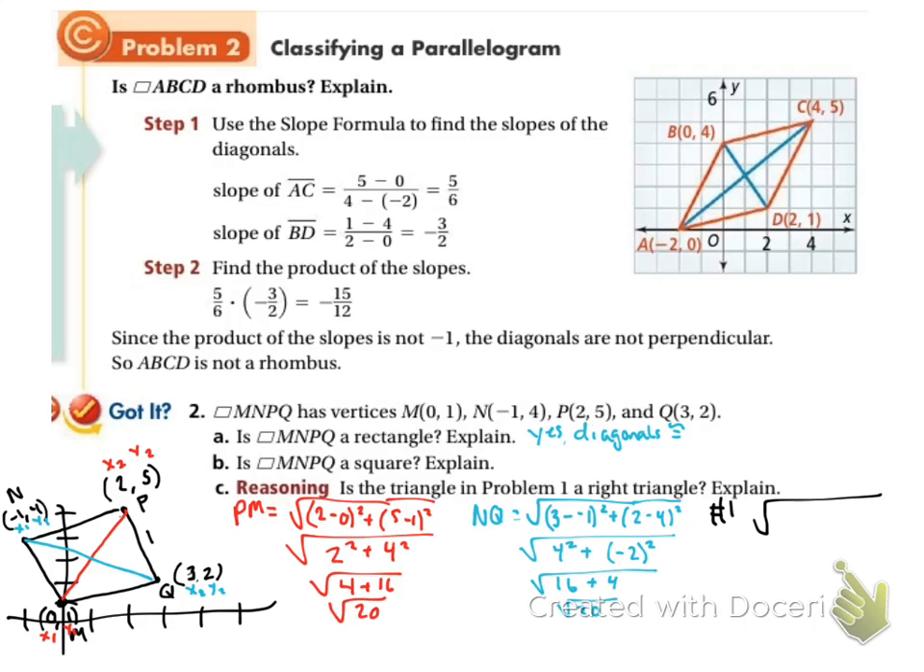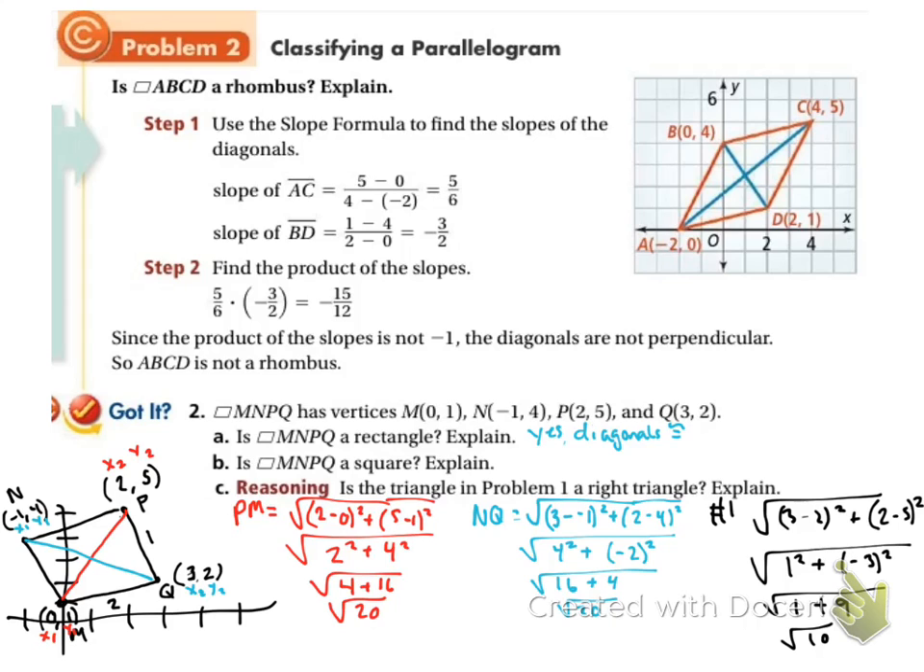Square root of 3 minus 2 squared plus 2 minus 5 squared. So this is the square root of 1 squared plus -3 squared, which is 1 plus 9. And so that's the square root of 10.